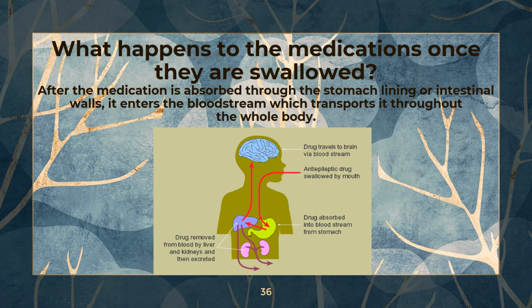When medications are taken orally, they travel through the body to do their job and are then excreted. Once the medications reach the stomach, they are absorbed into the bloodstream, where they travel to the brain and then ultimately to the liver and kidneys and then excreted. Because the medications travel to many areas of the body, many side effects are possible.